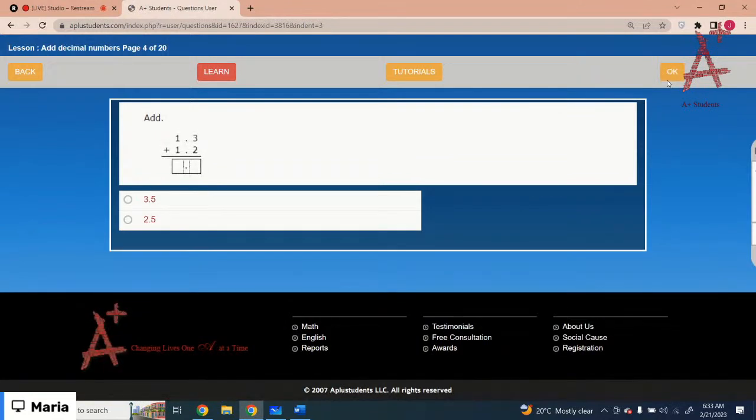Okay, the next one is 1.3 plus 1.2. So the correct option is 2.5. 3 plus 2 is 5 and 1 plus 1 is 2. So the correct option is 2.5.